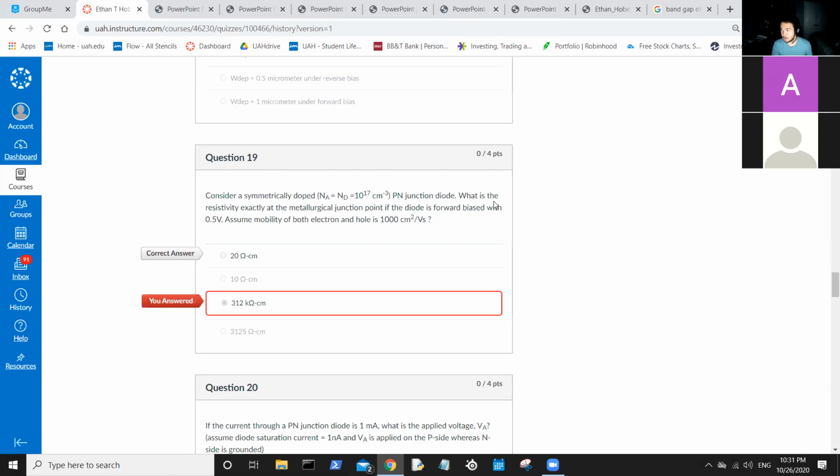You can either say n squared or p squared, doesn't matter. You take the square root of the number you just solved for, and that will give you your carrier density at the junction point for both, because they're equal to each other, remember? So you take the square root of your number, and then that number you get is what you're plugging into both Na and Nd in the general resistivity formula.